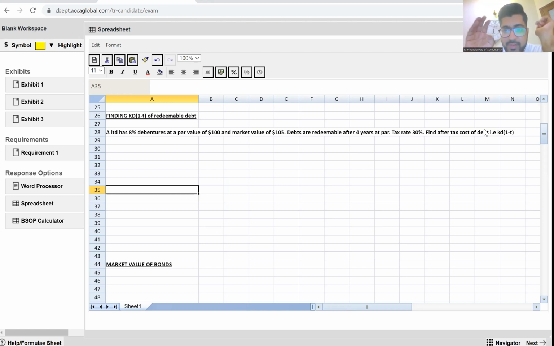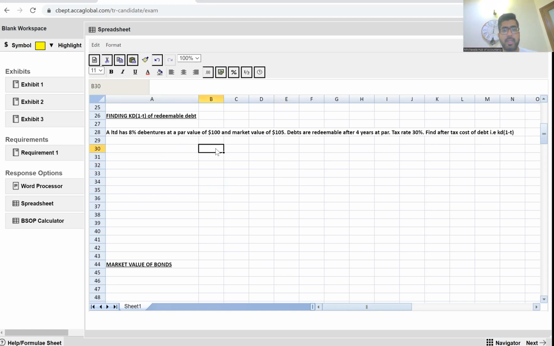Now, if debts are redeemable or convertible, you apply IRR. It takes a lot of time. I just taught you the IRR function. It will save your time. Now, how did you used to do this question traditionally? A Limited has 8% debentures at a par value of 100, market value 105. Debts are redeemable after 4 years at par, tax rate 30%, find after tax cost of debt.